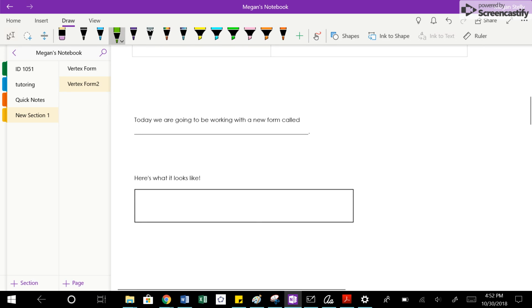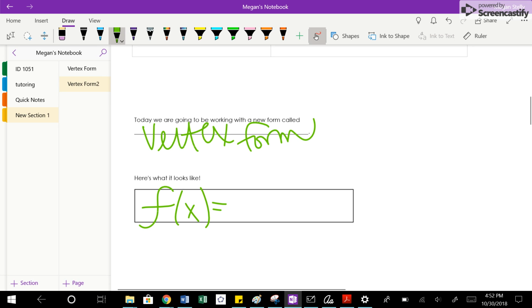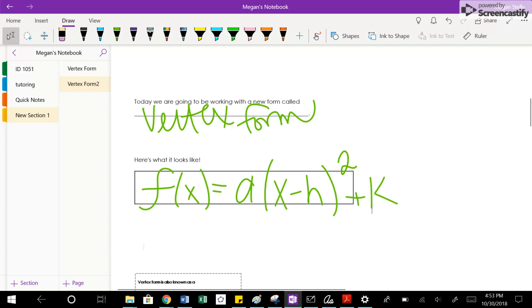So like I said, our new form that we are going to be working with today is called Vertex Form. Go ahead and jot that in your notes. And here's what it looks like. f of x is equal to a times (x minus h) squared plus k. So don't freak out on me yet. Don't start raising your hands and asking me a bunch of questions because we are going to break it down. We're going to break down the letters and what they mean, and by the end of the video, you will be able to know and understand and do problems on your own. So that's what we're going to do now. Let's break it down.